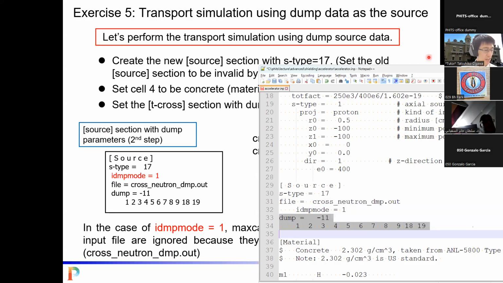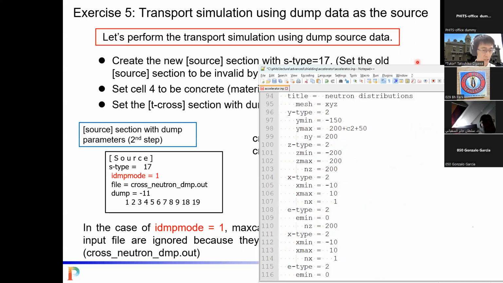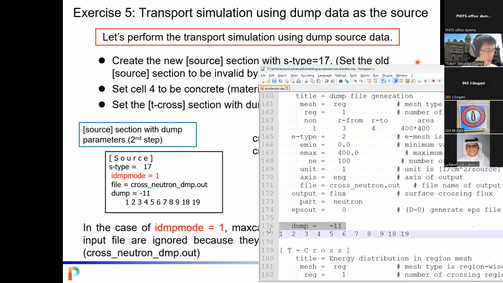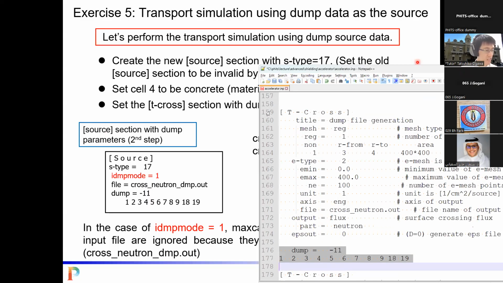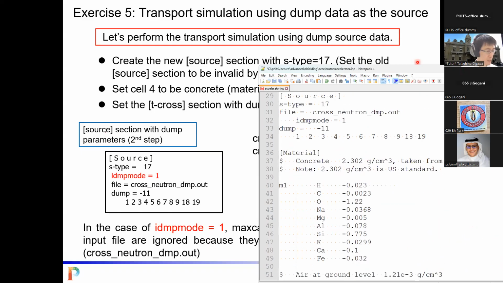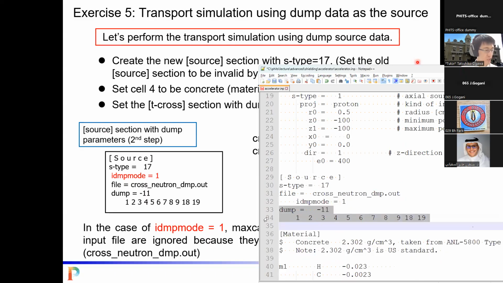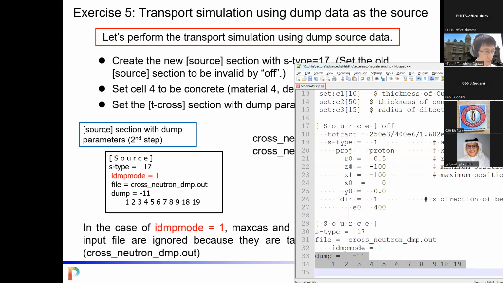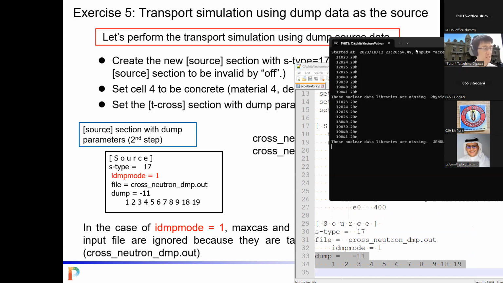And this dump data specification must agree with the dump specification in here. Dump file was created by this T-cross, and this must agree with the data specification in source section. With this new configuration, we run this input. That is exercise number 5.